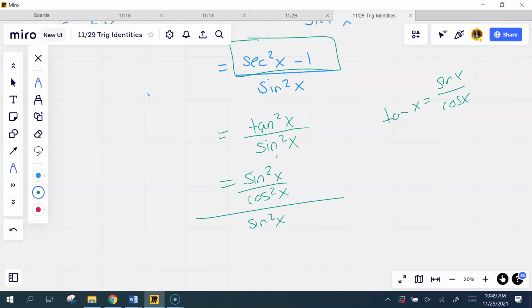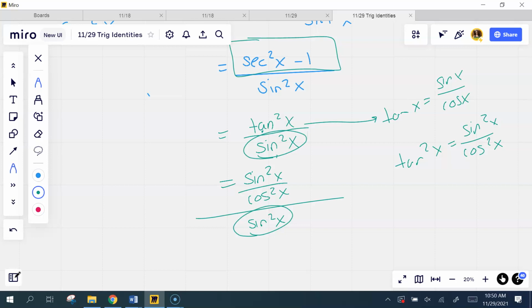Why would you do that? Well, because tangent is sine over cosine. So tangent squared is sine squared over cosine squared. Okay, so that bottom was there. That's the bottom that was still there. If you leave that off, then you just got tangent squared. Okay?